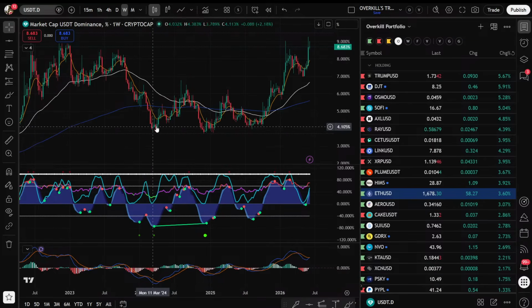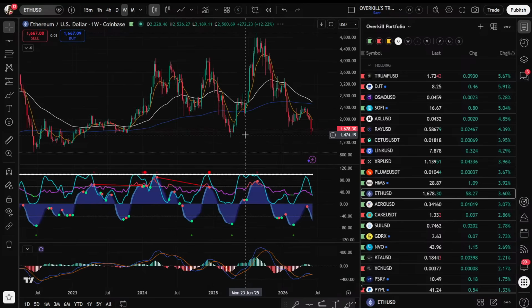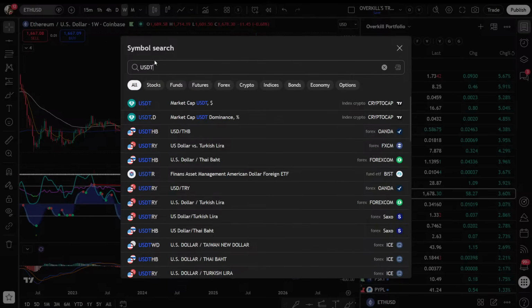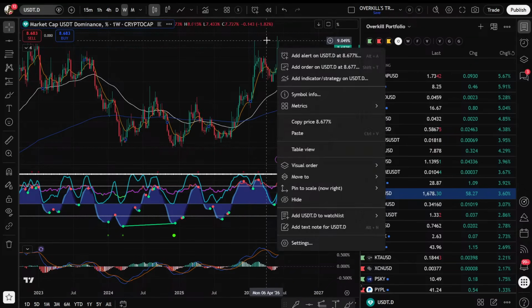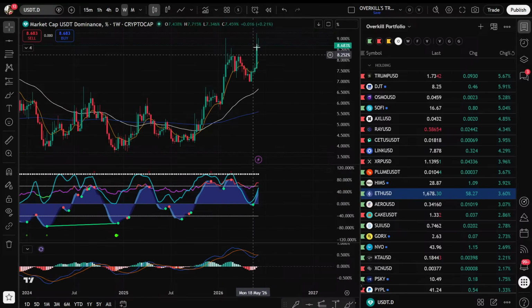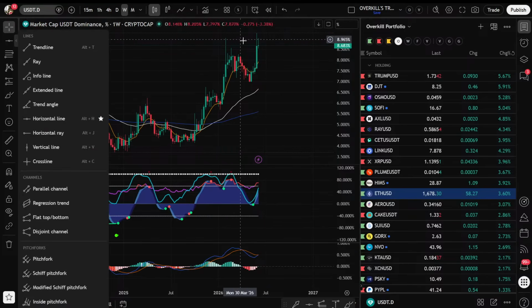But when this comes down, when money's flowing out of stablecoins into the market, that's when things are going up. You can see March 2024 was right back there. March 2024 was right here. Ethereum all-time high. Back in 2024, we hit an all-time high. Ethereum all-time high, USDT.D all-time low. So when this goes up, crypto goes down. When this goes down, crypto goes up. And this looks very toppy to me. This looks like a top to me.